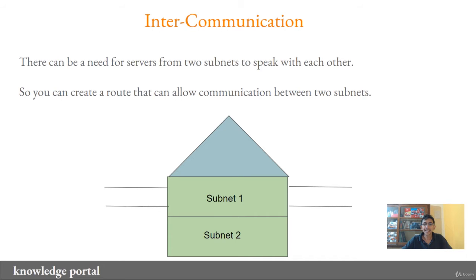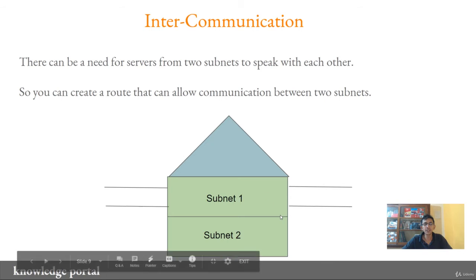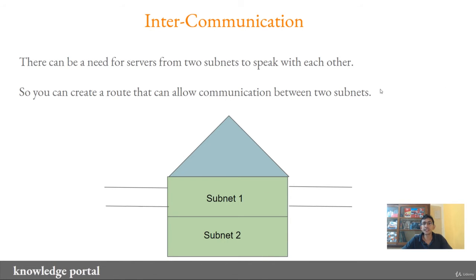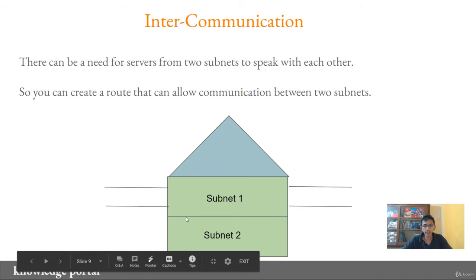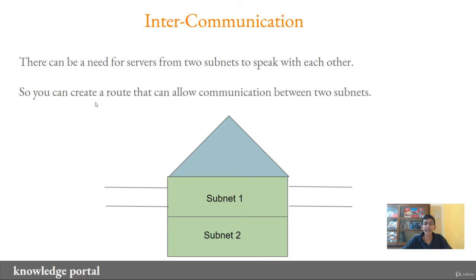Now sometimes there can be a need for intercommunication. Let's say that there is a need for the servers from the two subnets to speak with each other. So you have a server in subnet 1 and a server in subnet 2, and both of these servers want to speak with each other. However, you see that there is a boundary over here, so they will not be able to speak with each other.